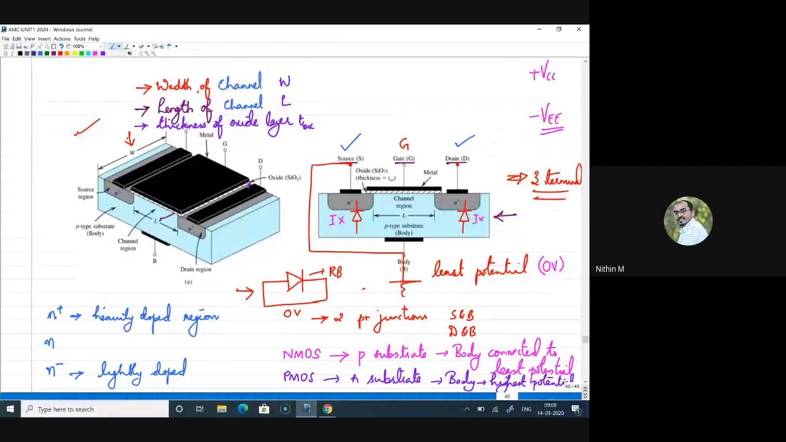Now the body should be connected to the least potential in the case of a MOSFET having a P substrate, and the body should be connected to the highest potential for a MOSFET having N as the substrate. So generally, even though MOSFET is a 4-terminal device, we generally identify it as a 3-terminal device. But the thing is, the fourth terminal is actually connected to the source terminal.